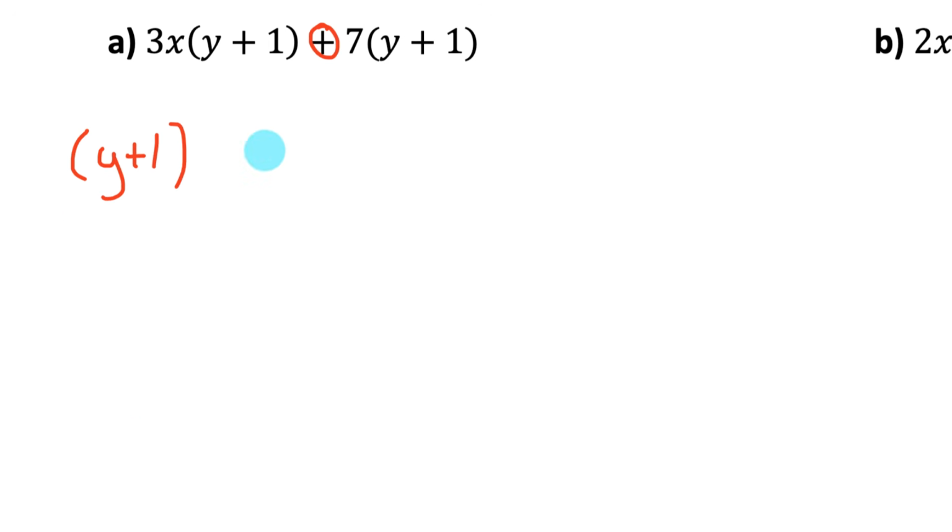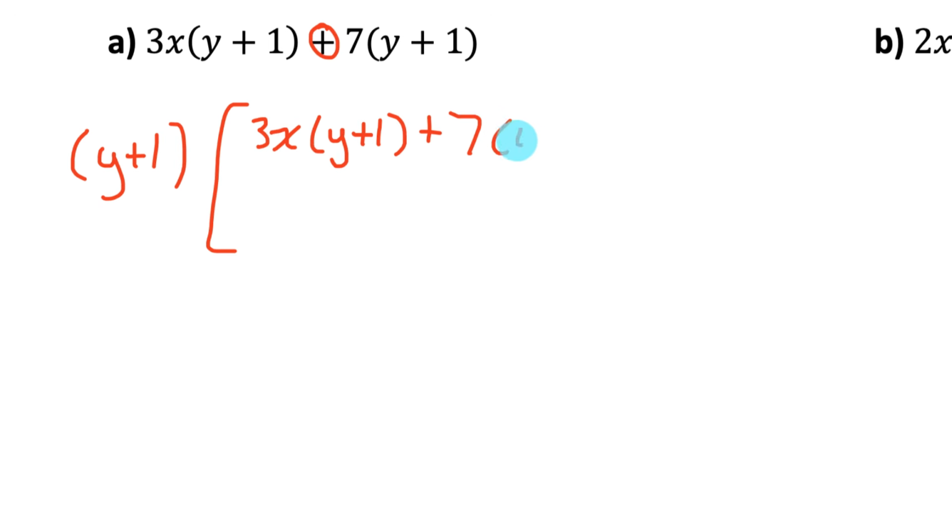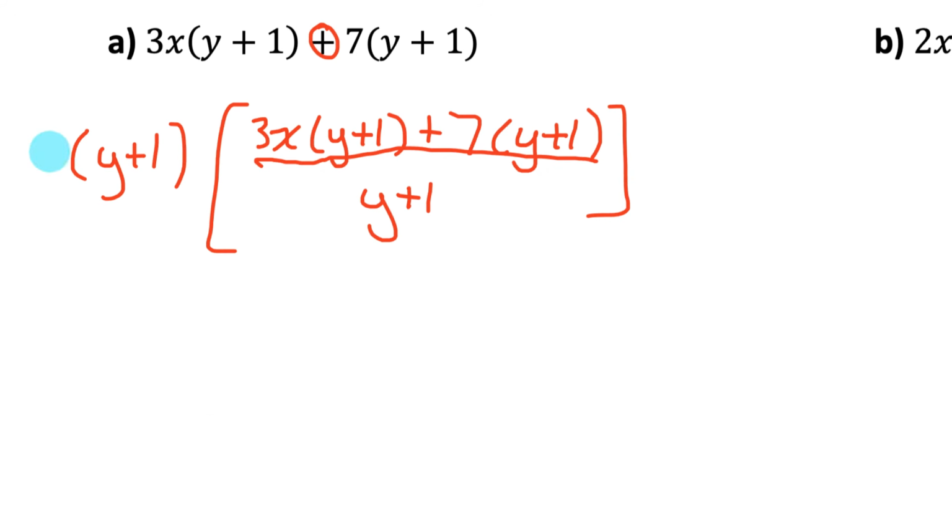Make sure you keep it in brackets. And then what we have to do is divide each of the terms on either side of the plus sign by that factor of y plus 1 that we're taking out. Let's see what that looks like. I'll have to do 3x times y plus 1 plus 7 times y plus 1, all divided by that factor of y plus 1 we took out. I should have started with an equal sign, so I'll add that now.